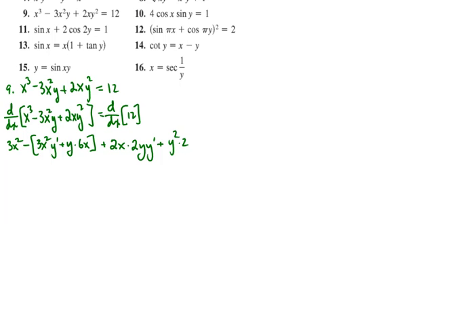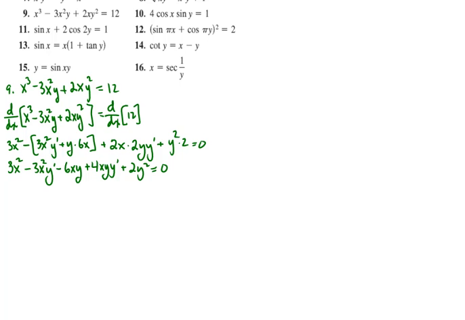Alright, so we'll simplify what we have here. 3x squared minus 3x squared y prime, then minus 6xy, then plus 4xy y prime, and finally plus 2y squared. And that's equal to 0. So we have, taking the derivative of both sides with respect to x, we simplified. Now we're going to collect our y prime terms on the left side and move everything else over to the right. I'll begin with the positive terms to make it easier to work with.